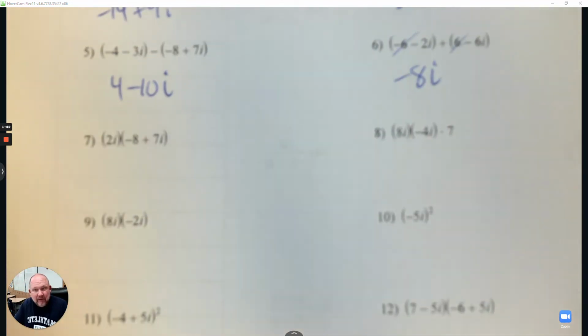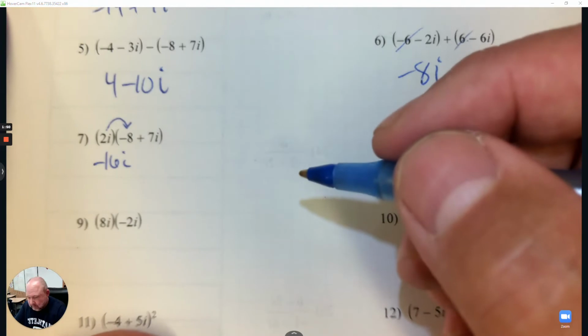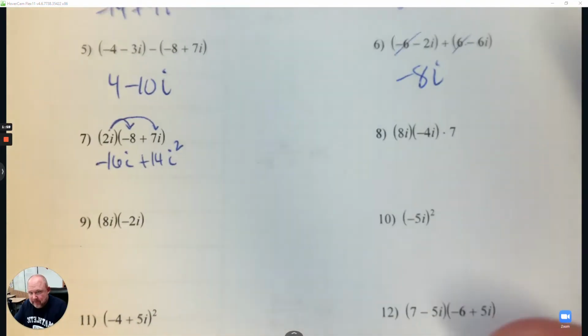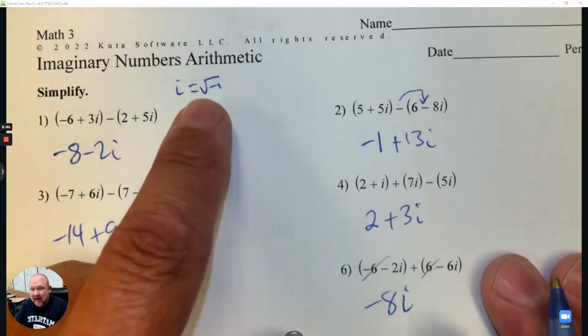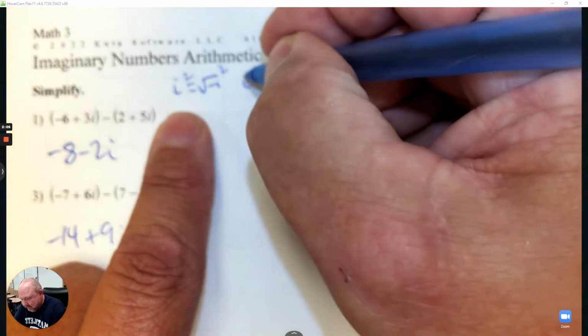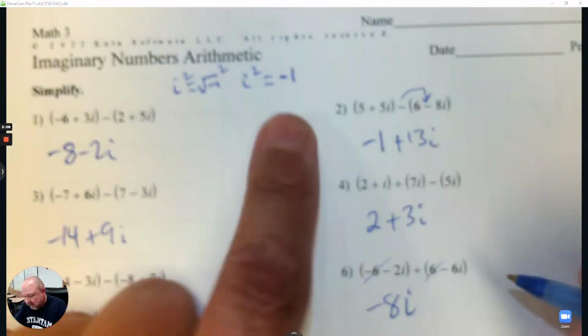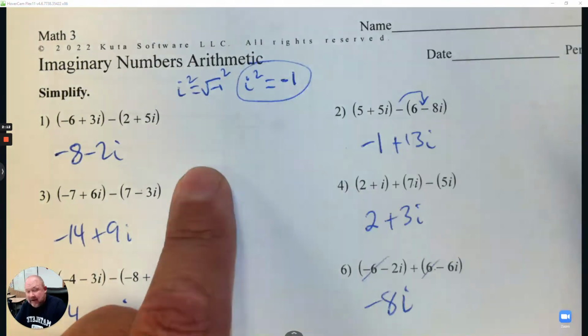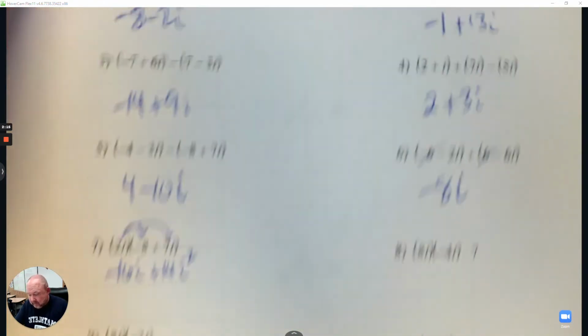Number 7, can you multiply? So 2i times -8 is -16i, just like it was algebra. 2 times 7 is 14, and i times i is i squared, just like algebra. But let's make a point up here that if i equals the square root of -1, if I square that, that means i squared is equal to -1, because the square and the square root cross out. So I also need to know this fact in order to be able to do the arithmetic.